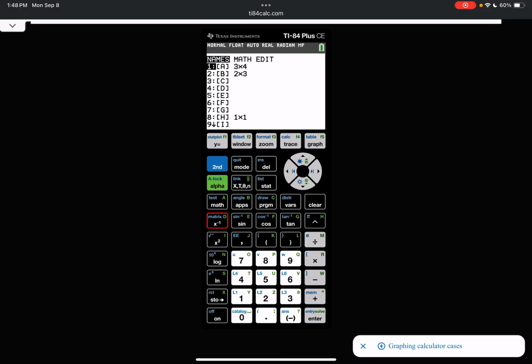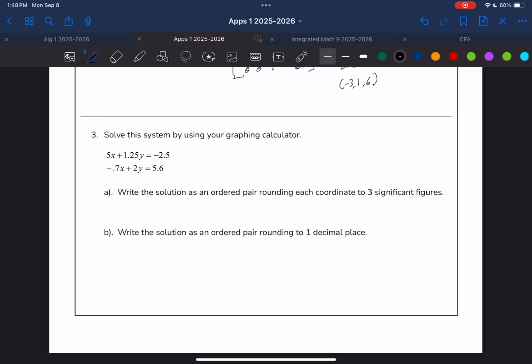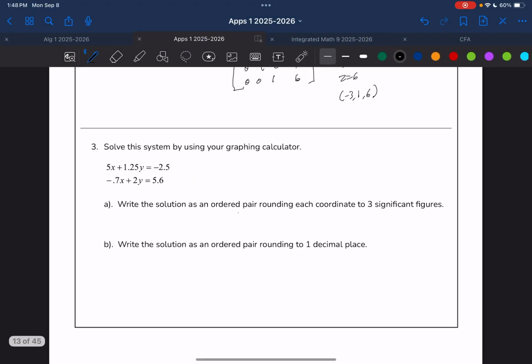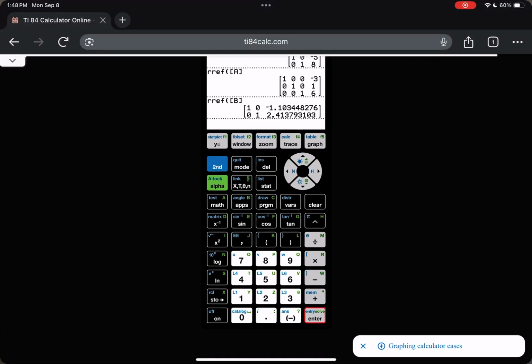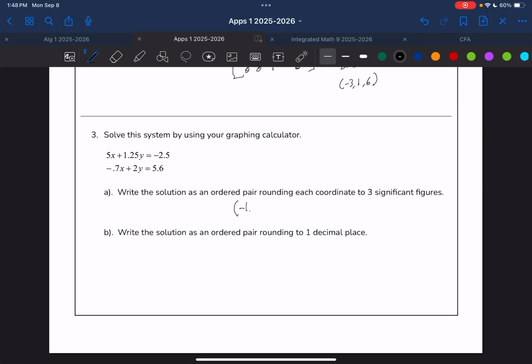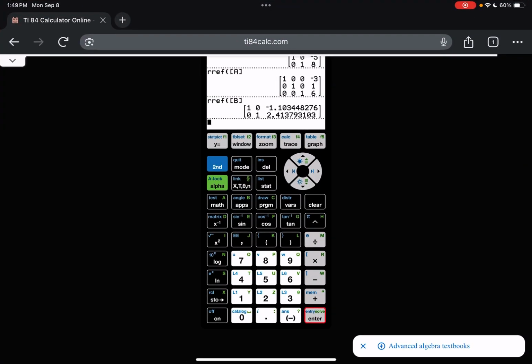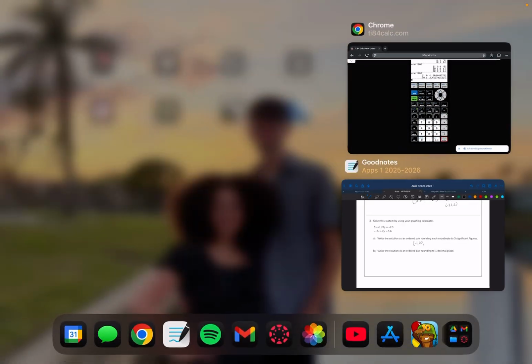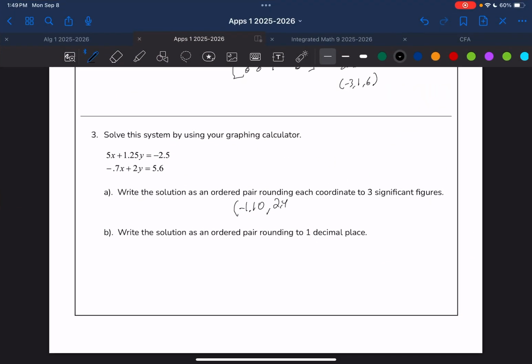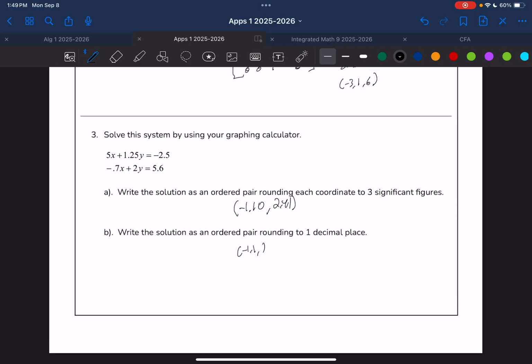Anyway, carrying on. RREF, now we can see our answers there. If we look at it, it wants our answers to 3 significant figures as an ordered pair. So we can do negative 1.10, comma 2.41, which we can round to 1 decimal place as negative 1.1, comma 2.4. All right.